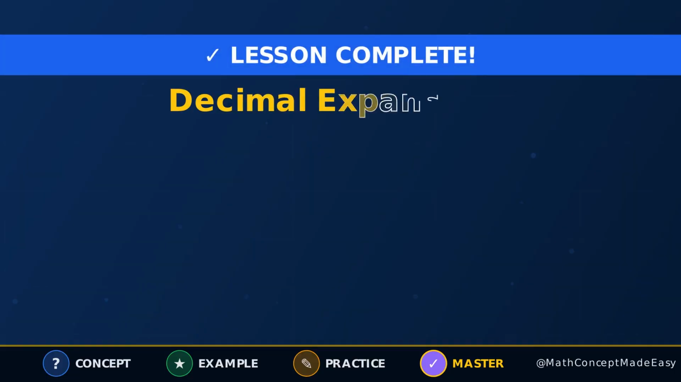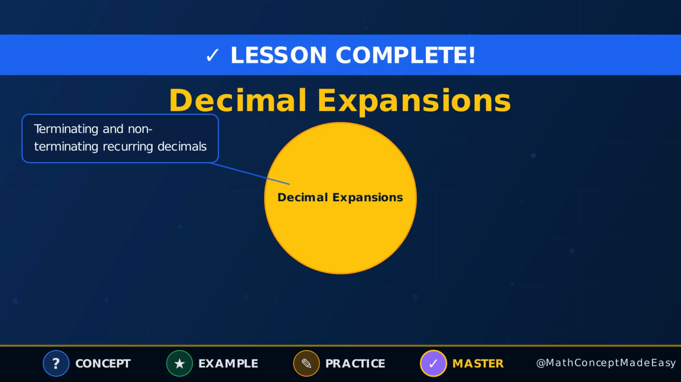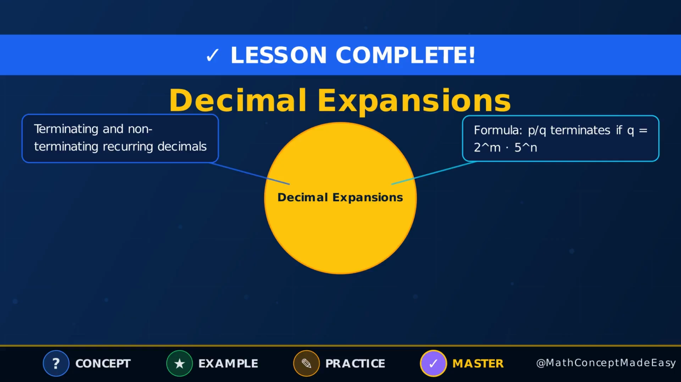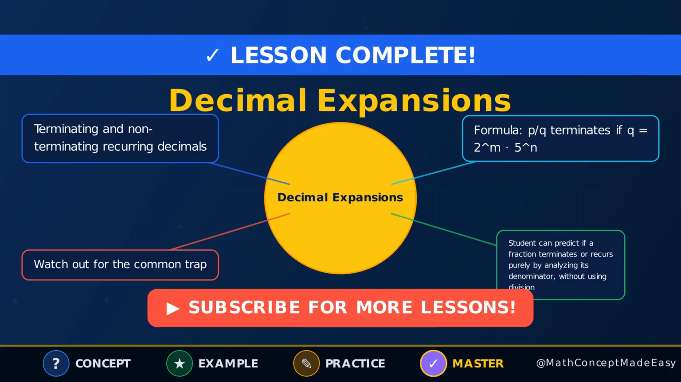Let us bring today's lesson together in one picture. At the center of everything sits decimal expansions. We explored terminating and non-terminating recurring decimals. The one formula to remember is a fraction terminates only when its denominator is built entirely from 2s and 5s. Watch out for the common trap we discussed. And remember our goal: student can predict if a fraction terminates or recurs purely by analyzing its denominator, without using division. Next lesson, laws of exponents, all 6 laws with intuitive proof and examples.